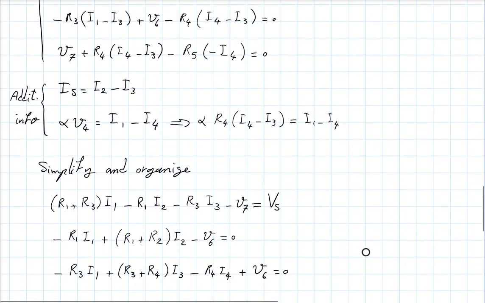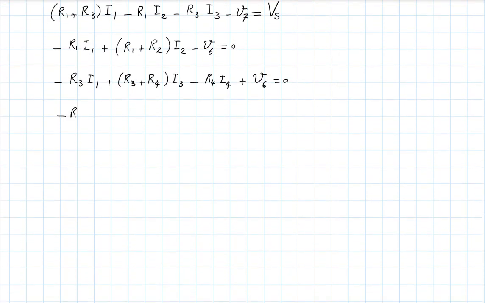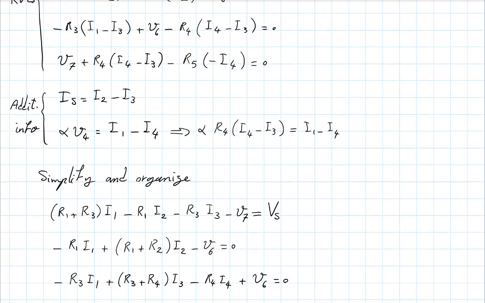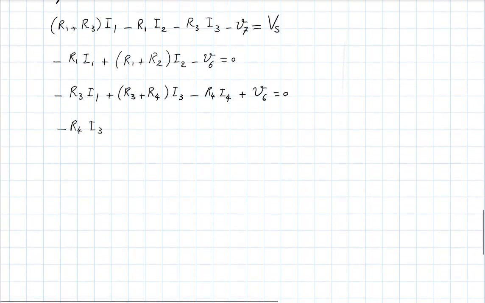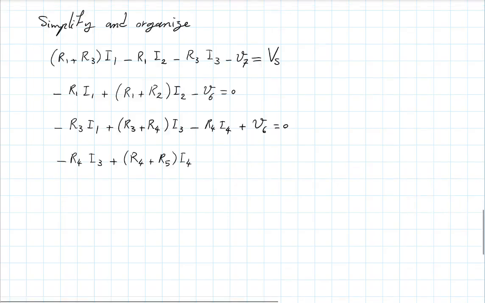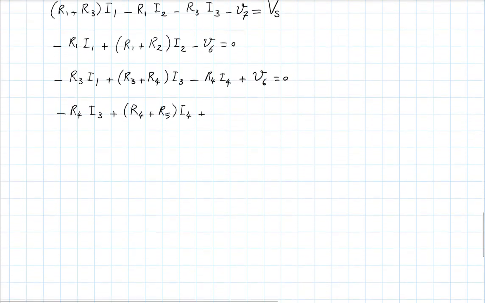The fourth KVL, I have 0 times I1, 0 times I2, minus R4 times I3, plus R4 plus R5 times I4, plus V7 equals 0. And please verify that I'm doing these correctly.